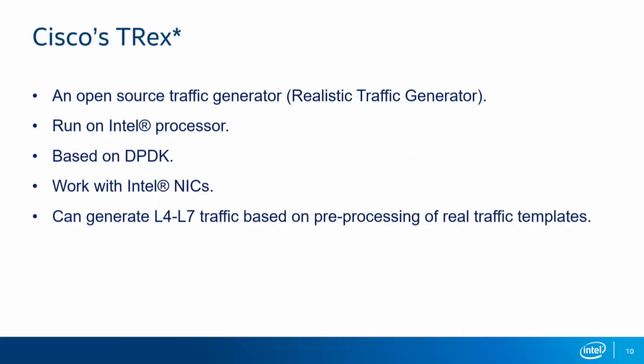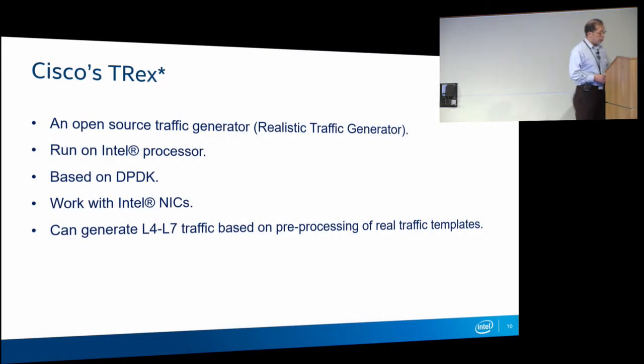Now we move to TRex. TRex is a realistic traffic generator built by Cisco, and it runs on Intel processors. Basically, it tries to generate traffic with real traffic templates. It is also based on DPDK. It works with various Intel NICs, and it can generate layer 4 to layer 7 traffic.